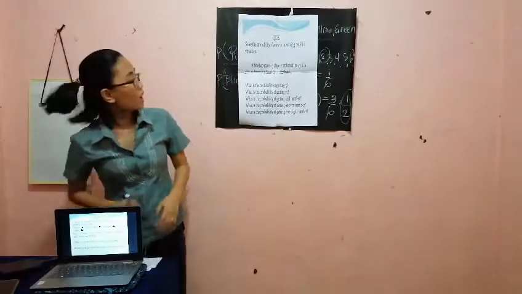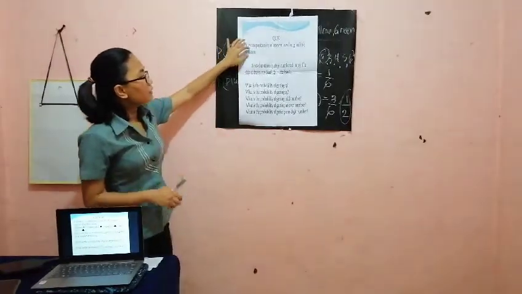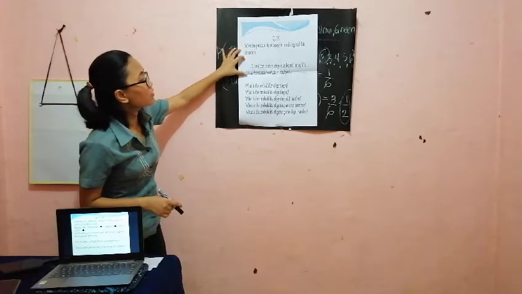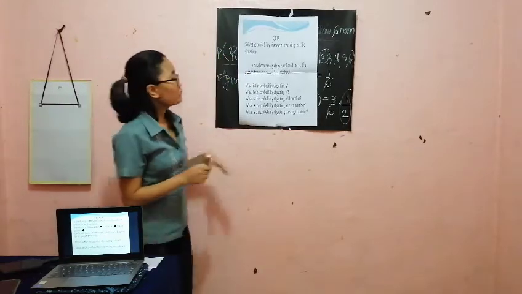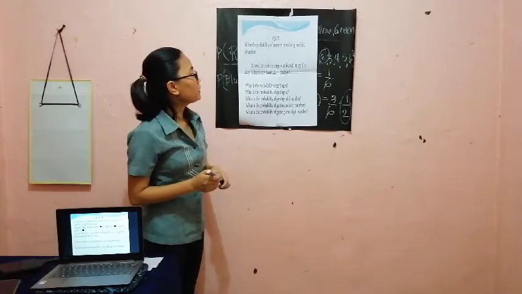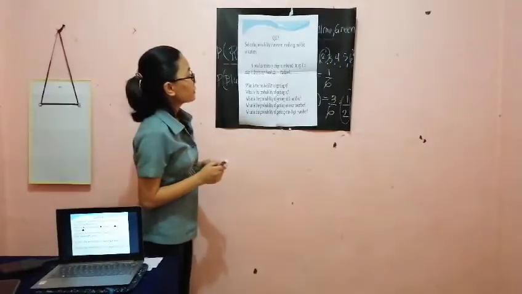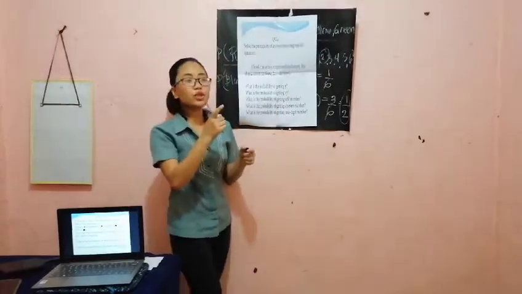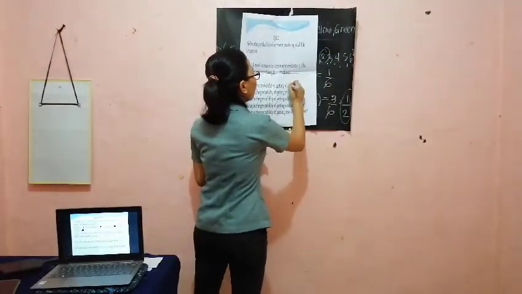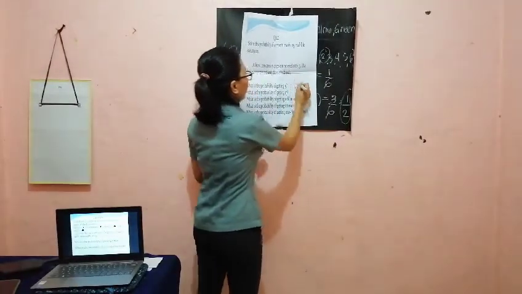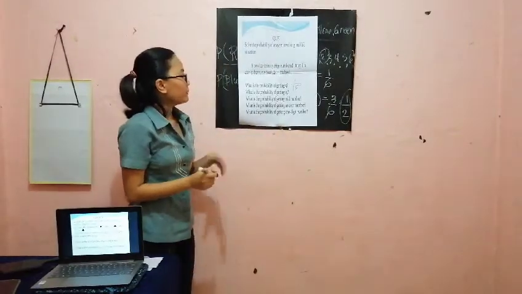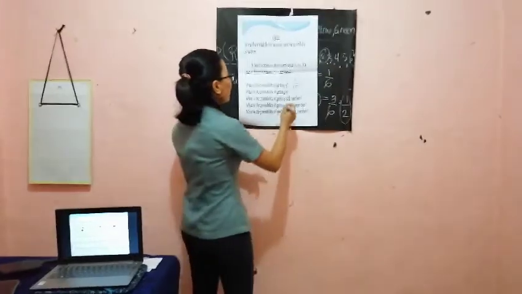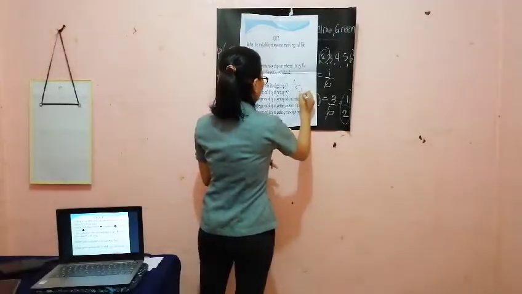Let's have number 1. A bowl contains 15 chips numbered 1 to 15. If a chip is drawn randomly from the bowl, what is the probability of getting 5? Okay, the probability of getting 5, Julius? Very good. We have 1 over 15. Next, what is the probability of getting 15? Okay, also 1 over 15.